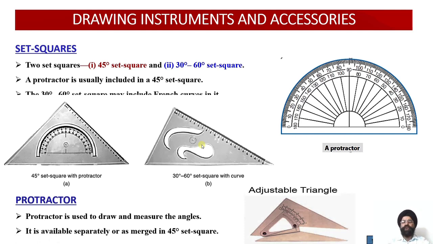So this is how you can draw the angles quickly. Another method: if you have to draw a specific angle other than a 15 degree increment, then you can use this protractor to draw the angles onto your drawing sheet.